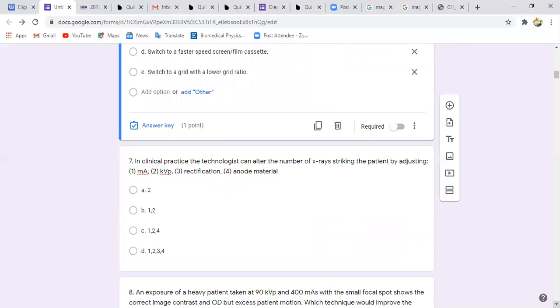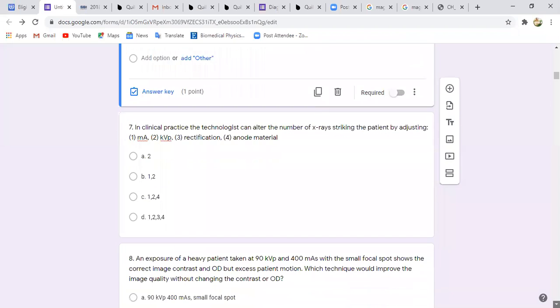In clinical practice, the technologist can alter the number of X-rays striking the patient by adjusting mA, kVp, rectification and anode material. Which of these can the technologist control? Each of these parameters is within the control of the technologist, except one. The answer is B. It has nothing to do with the anode material, which is produced by the manufacturer. Rectification, the manufacturer also did that in the generator. The anode is inside the tube.